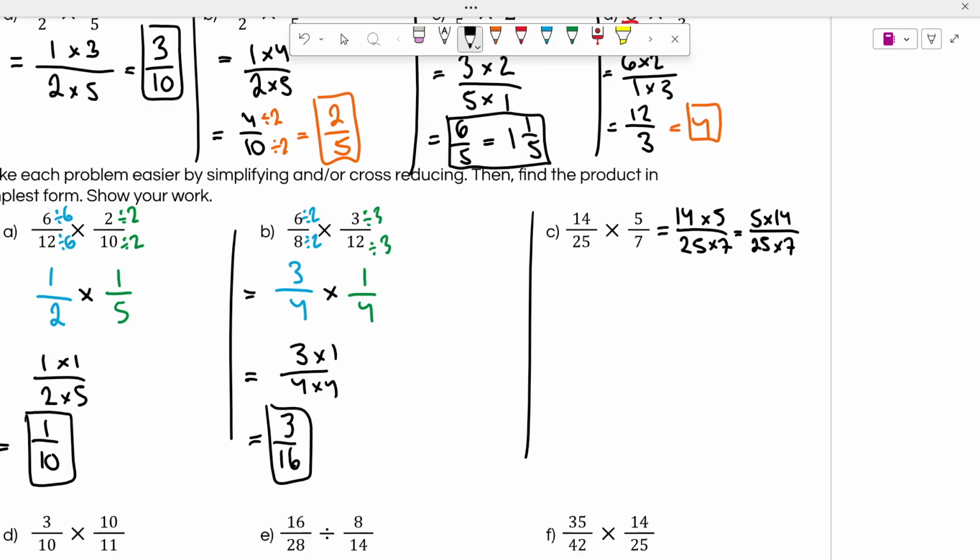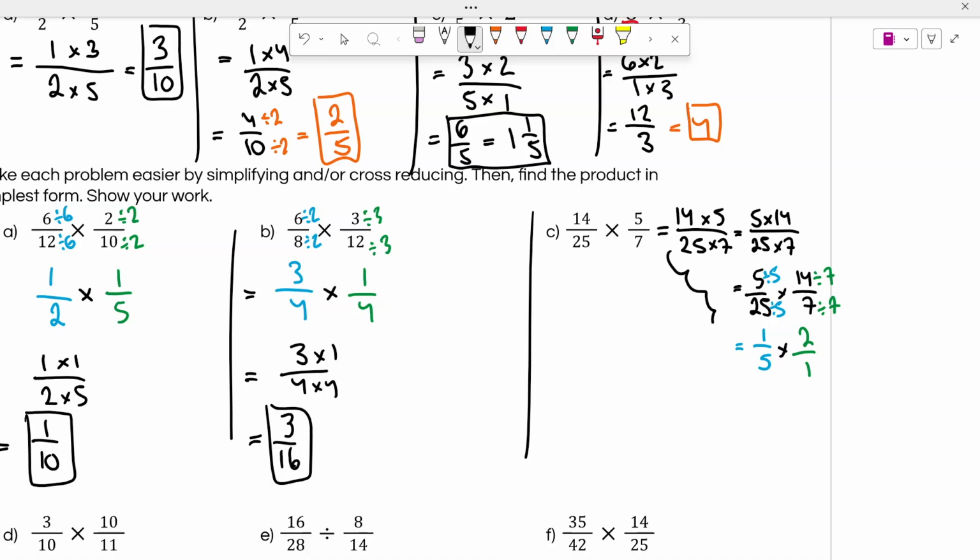Okay. Now, by that same top times top, bottom times bottom deal, I know that this is the same as 5 over 25 times 14 over 7. And those are fractions that, in and of themselves, can reduce. We can go ahead and divide top and bottom of this fraction by 5 to get 1/5. We can divide top and bottom of this fraction by 7 to get 2 over 1.